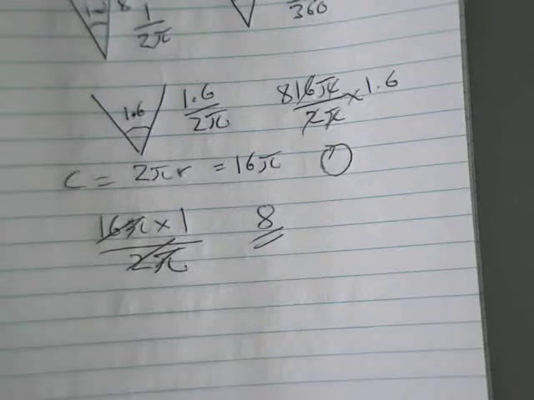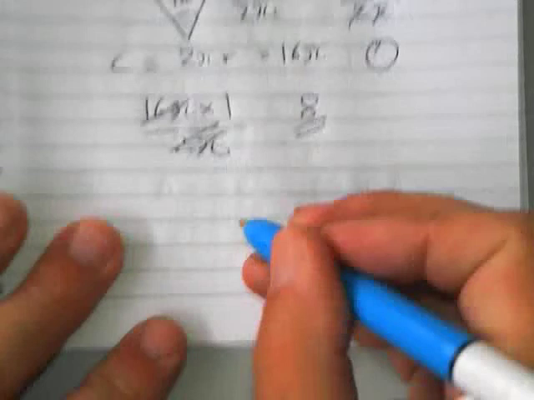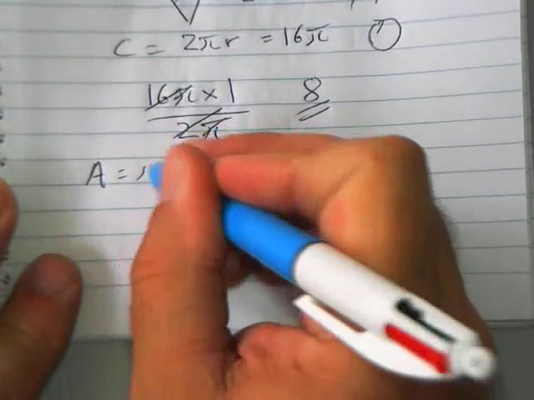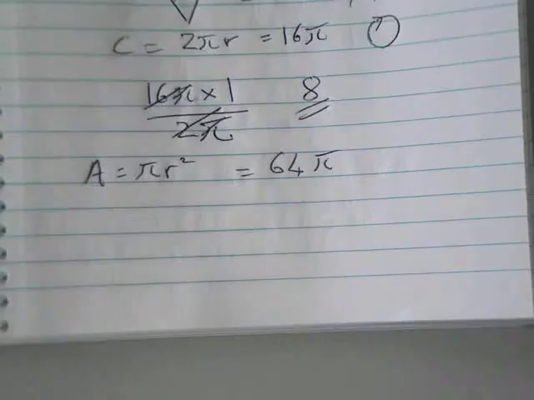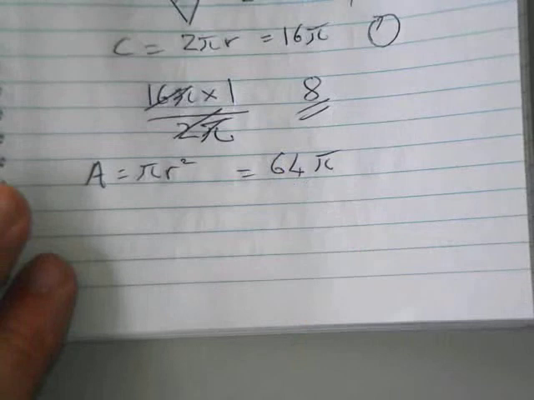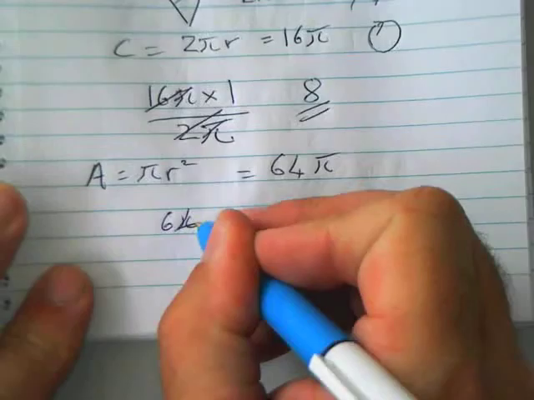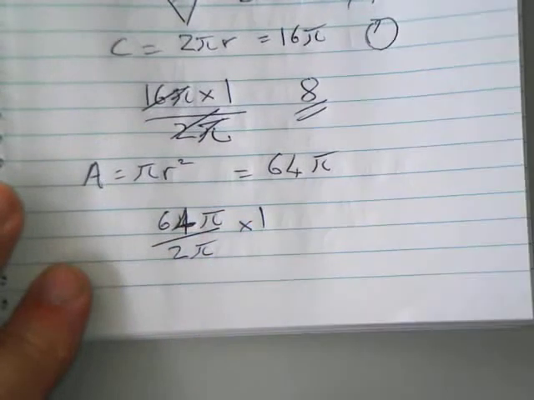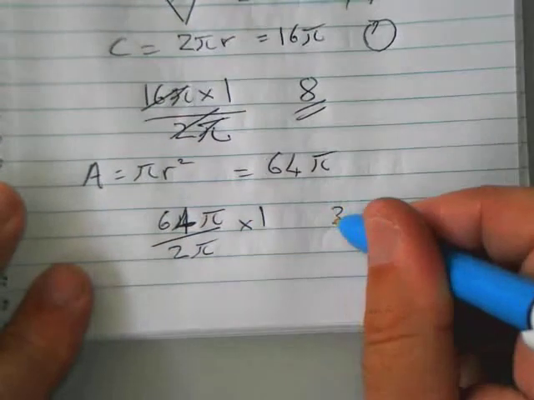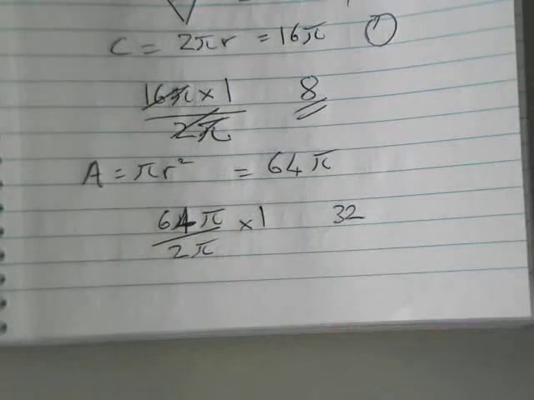Now, the same will apply for the area. If I want the area of my little thingy here, then all I'm going to do is say, well, the area of a circle is pi r squared, which in our context gives us 64 pi. So, if I want 1 over 2 pi of that, then all I've got to do is go 64 pi divided by 2 pi times by 1. Or in other words, 32. And that becomes much easier. Now, I know I went through that fast, but to be fair, I did video it, and you can watch it as many times as you like.